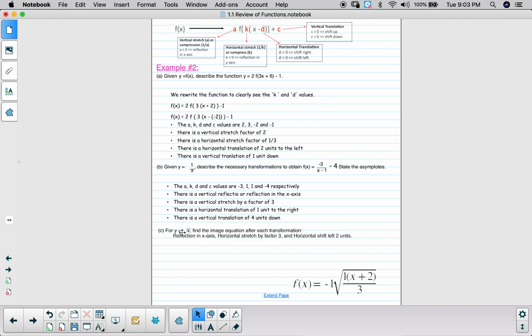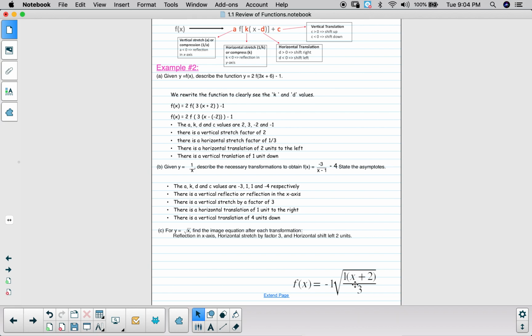And here you have f of x equals square root of x. Find the image equation after each transformation. They've described the transformations applied to the square root function in words: reflection in the x-axis, horizontal stretch by a factor of 3, and horizontal shift of 2 units to the left. Now I've written the function here after the transformations have been applied. Because there's a reflection in the x-axis, which is a vertical reflection, the a value is negative. It's positive 1 here, so it becomes negative 1.